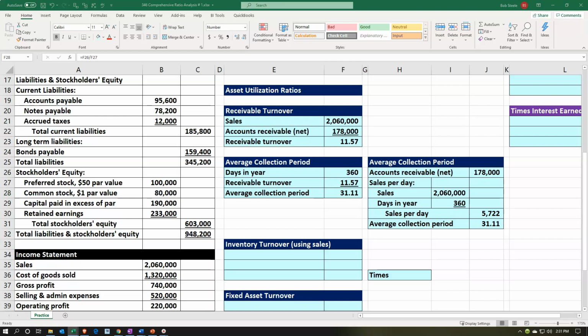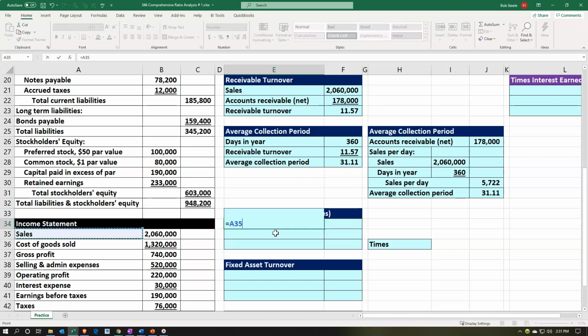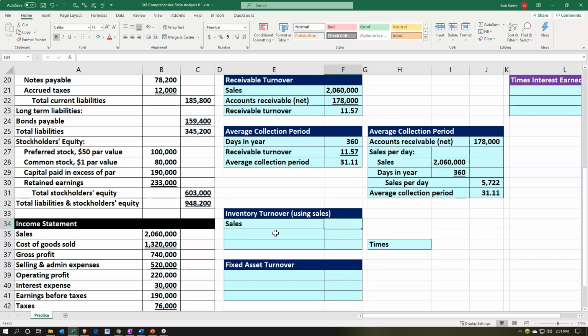Okay, so now let's look at the inventory turnover. So we're going to consider the inventory turnover with the use of sales. Notice that the top line item means we're going to take from the income statement sales. Sometimes it might be represented with cost of goods sold there. So just be aware of the context in which you're calculating this. It could be sales, could be cost of goods sold when you're thinking about inventory turnover. So be aware of that.